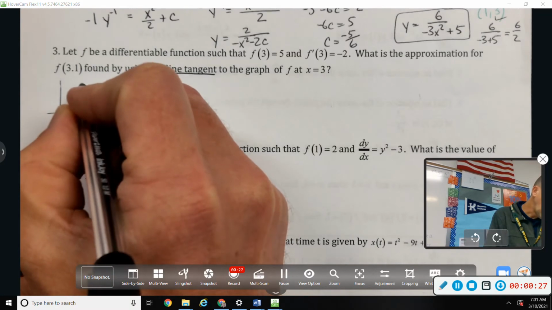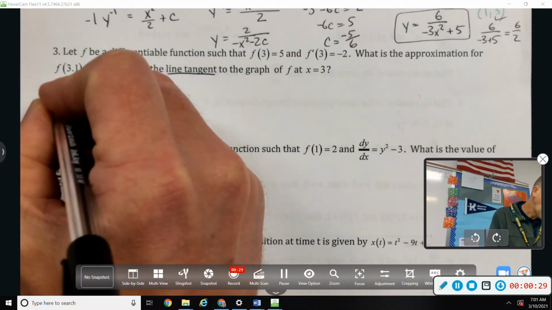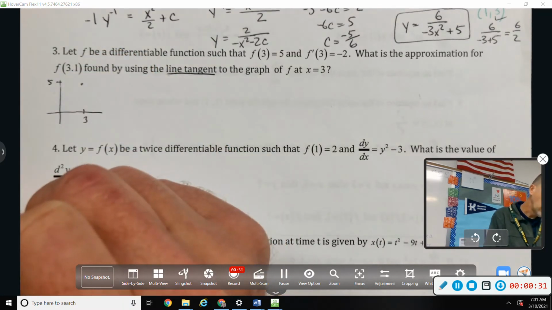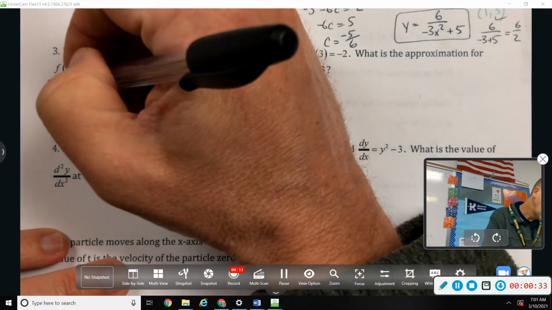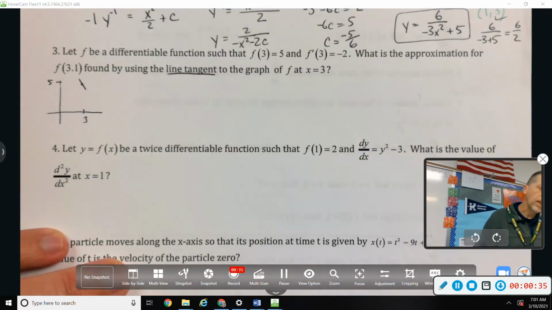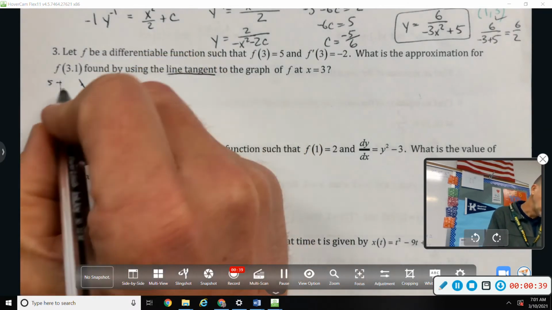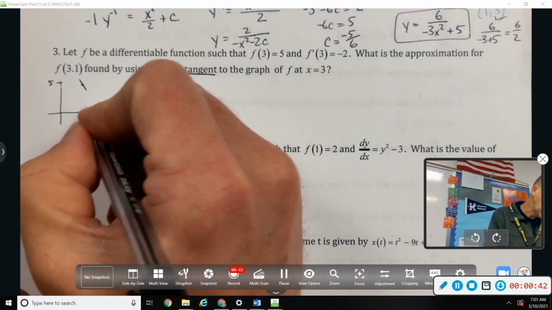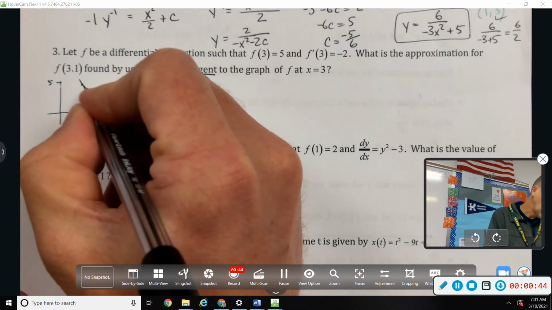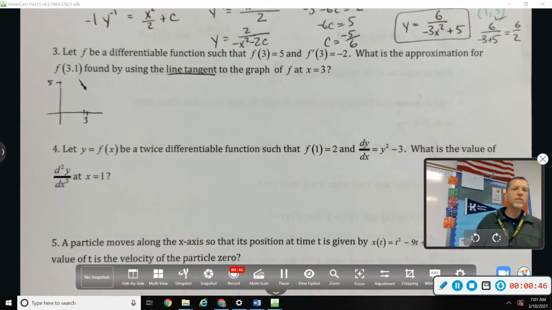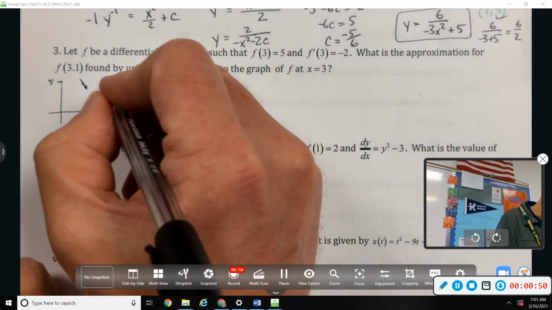f of 3 is 5, and the slope is negative 2, something like that. And we want to use that tangent line to approximate whatever f of 3.1 is. So it should be a little bit less than 5, is where we're kind of headed with this problem. So tangent line, I need point and slope.